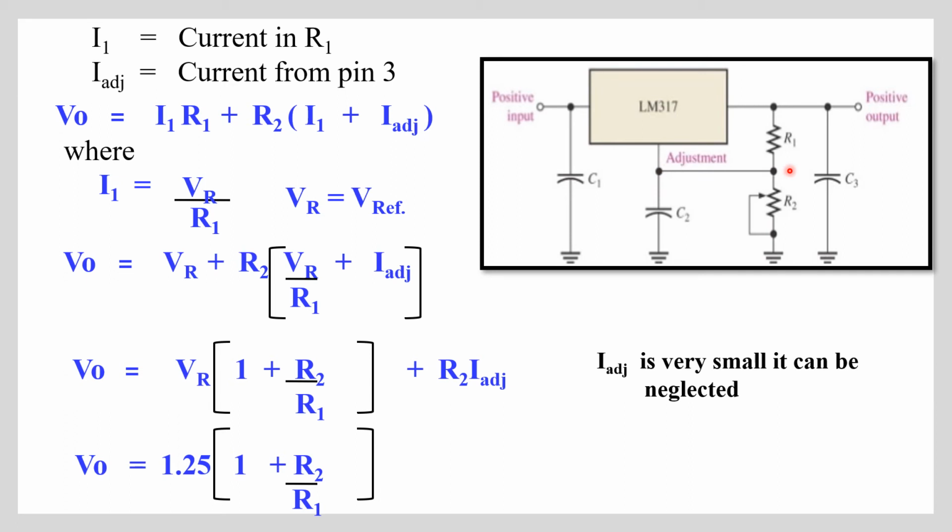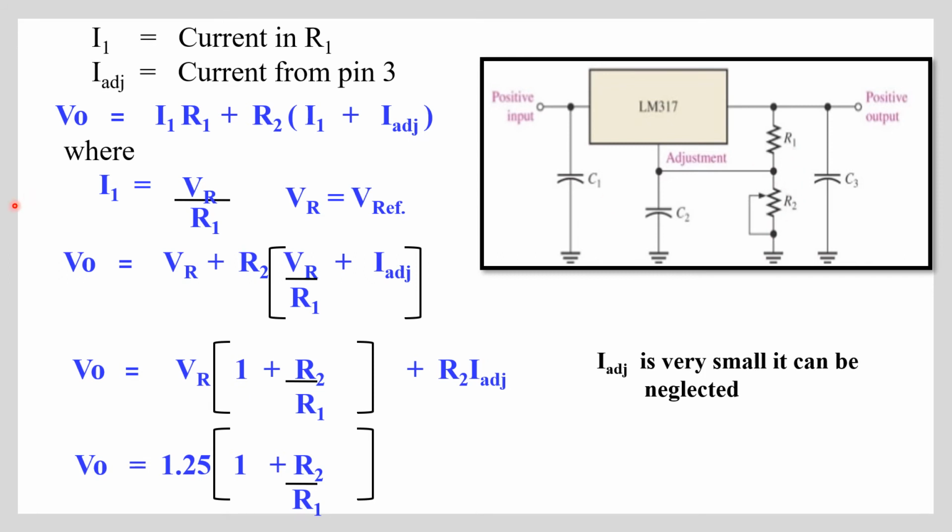Okay, so what is V out? V out is equal to the total of this, right? The current flowing through R1 is I1, and the current flowing through R2 is I1 plus this current. Two currents are flowing, I1 plus I adjust. So V out is equal to I1 R1 plus R2 into I1 plus I adjust.